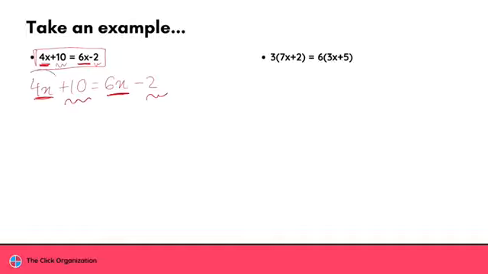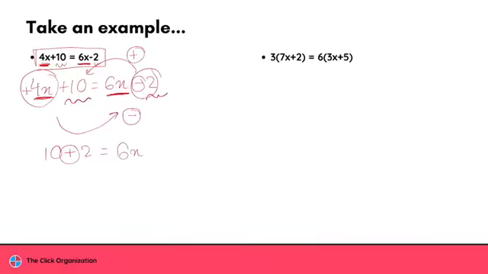Since this 4x is being added over here with 10, since we can implicitly see this addition sign, when we're bringing it to the other side, it will become subtraction instead, because the opposite of addition is subtraction. Similarly, when we're bringing this 2 to the 10 on the other side, since it's being subtracted over here, and the opposite of subtraction is addition, it'll become addition when we bring it to the other side. So let's write this down. Just circling the operators.